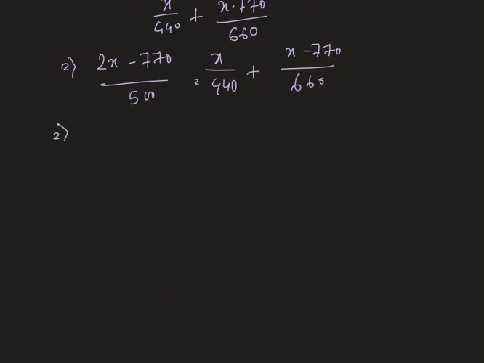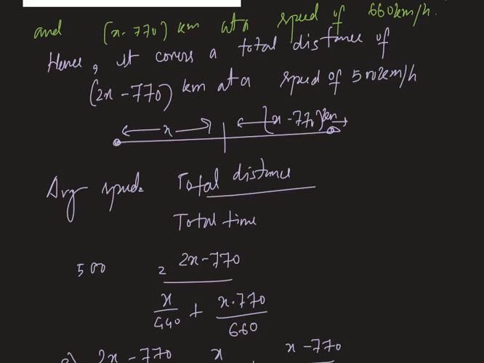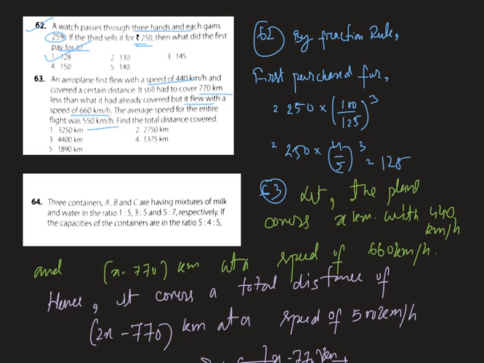Hence from this we get x is equal to 1760. Therefore the total distance covered is equal to 2x minus 770, which results in 2 into 1760 minus 770, and that is equal to 2750 kilometer. Therefore the correct answer is option 2.